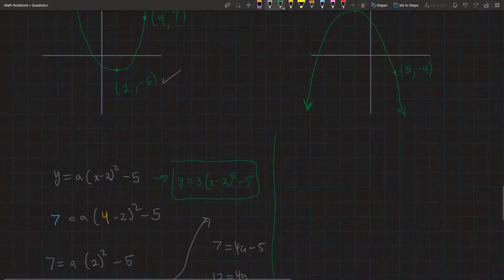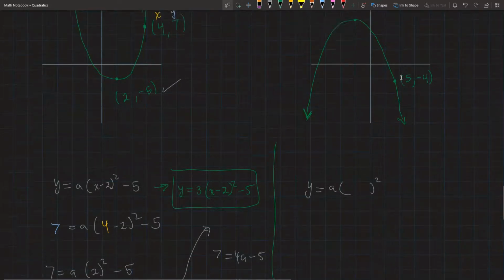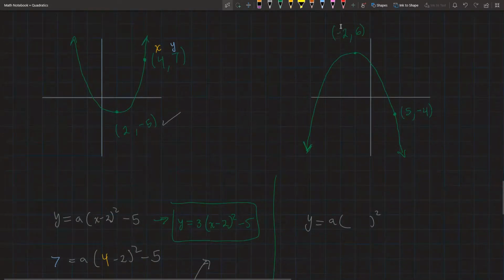So again, we're going to do the same type of setup. See if you want to pause it and try yourself. But we should start with y equals a times something squared. When the vertex gives us a value of 0, what's the y value? When the x gives us a 0, what's the y value? It is positive 6. And remember, what makes it 0? Is it x minus 2 or is it x plus 2? It is x plus 2 because 2 minus 2 is 0.